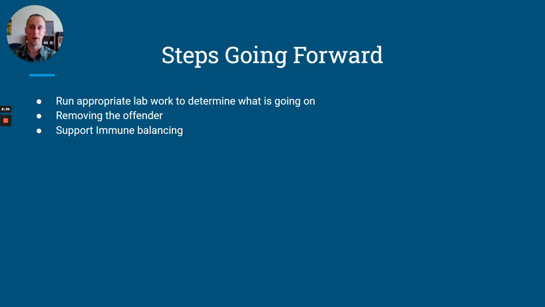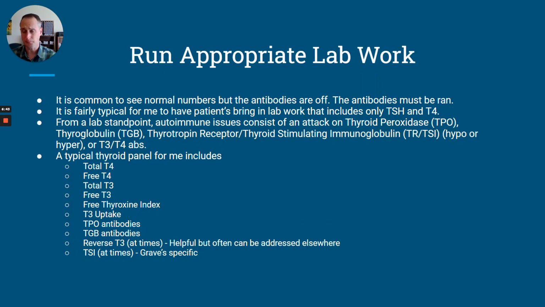So going forward, I want to look at lab work. That's going to be really important. Then identifying and removing the offender and how to support the immune system. So appropriate lab work. It's very, very common for me to have patients come in with T4 or just TSH run, but usually it's only those two markers maximum. Important markers, but not a full picture.